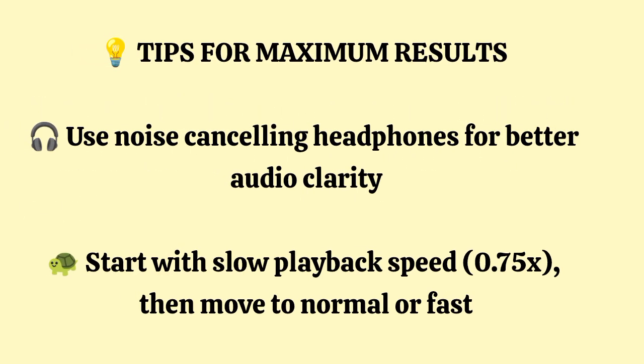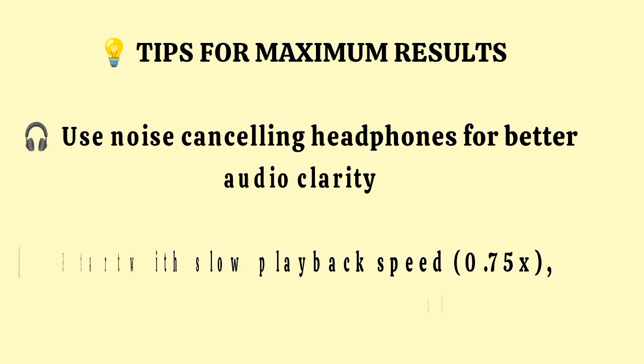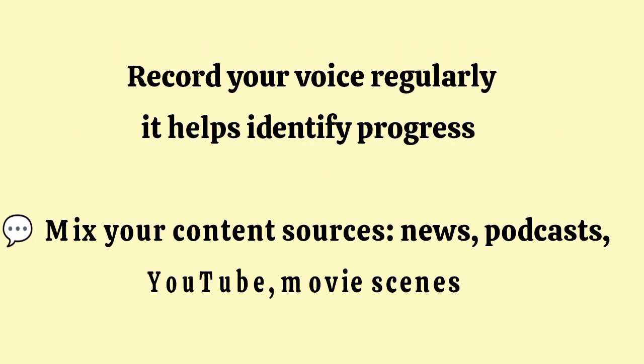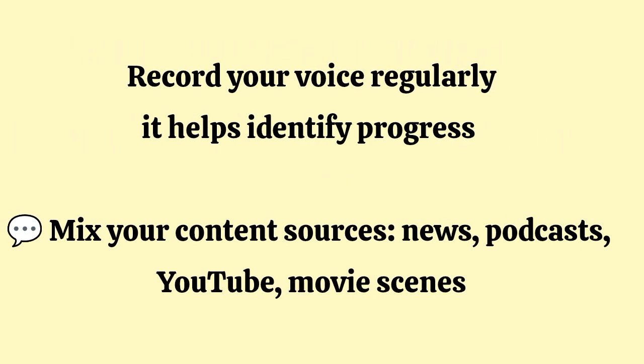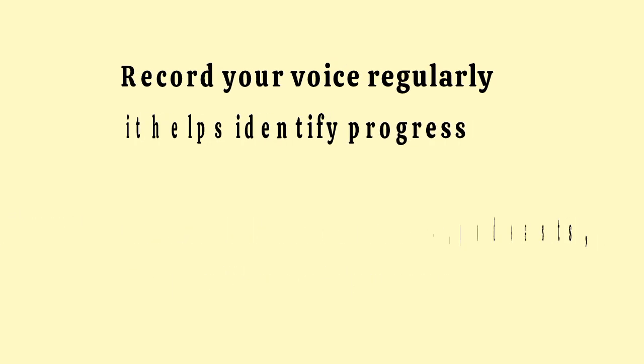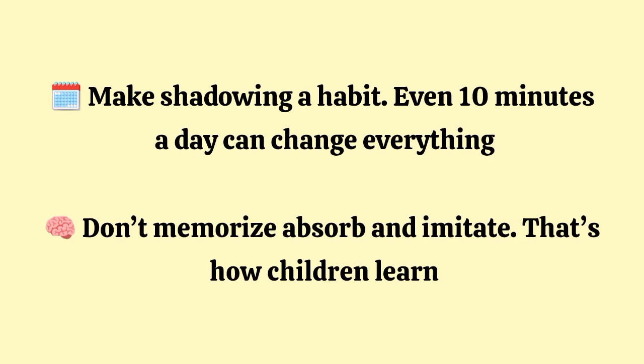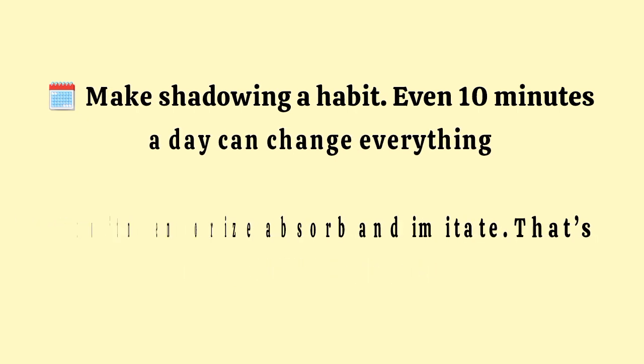Consistency is the key. Tips for maximum results. Use noise-canceling headphones for better audio clarity. Start with slow playback speed, 0.75x, then move to normal or fast. Record your voice regularly. It helps identify progress. Mix your content sources: news, podcasts, YouTube, movie scenes. Make shadowing a habit. Even 10 minutes a day can change everything. Don't memorize, absorb and imitate. That's how children learn.